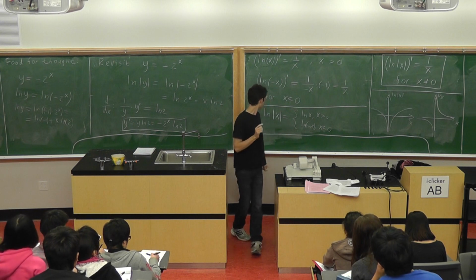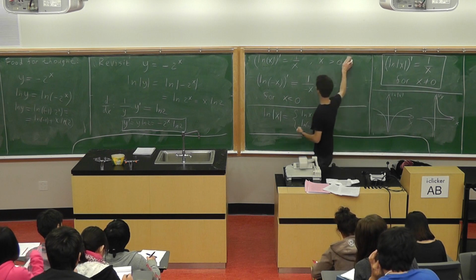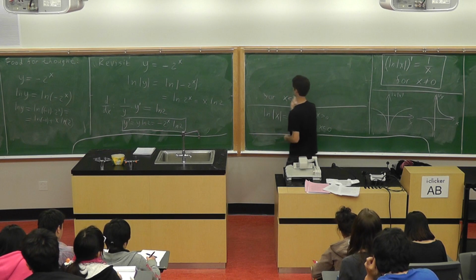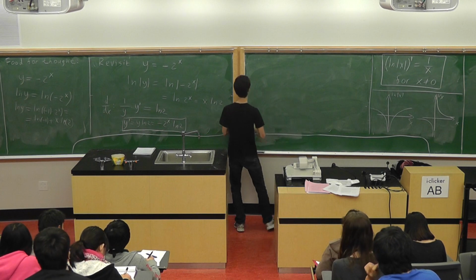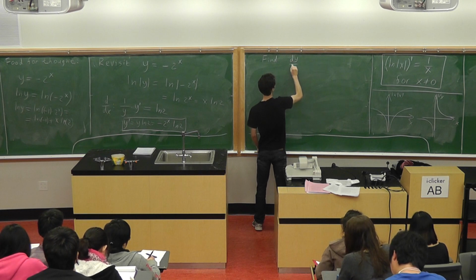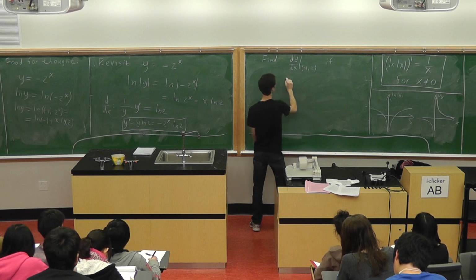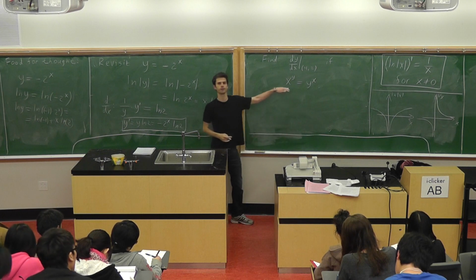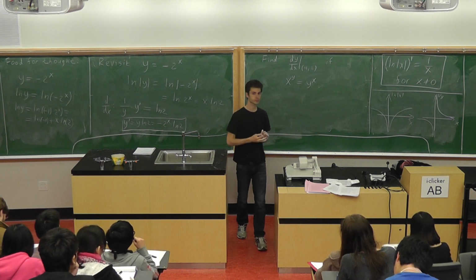Okay, maybe the final example for today will be such a figure. Find dy by dx at the point 4, 2 if y is defined by the following funny equation. X to the power y is y to the power x.